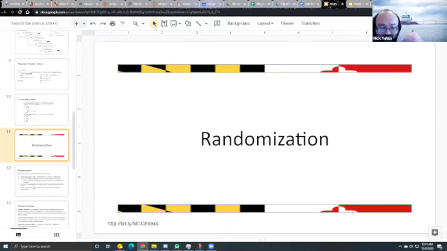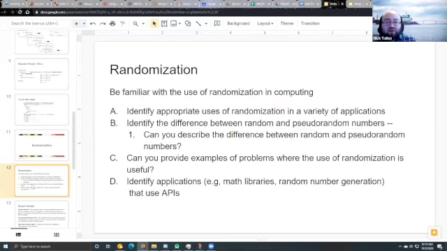This is what Praxis ETS says, that you should be familiar with how randomization is used in computing. You should be able to identify how to use it appropriately in a variety of applications. You should know what the difference is between random numbers and pseudo-random numbers. Almost everything we use in computer science is pseudo-random, but there is a slight difference.